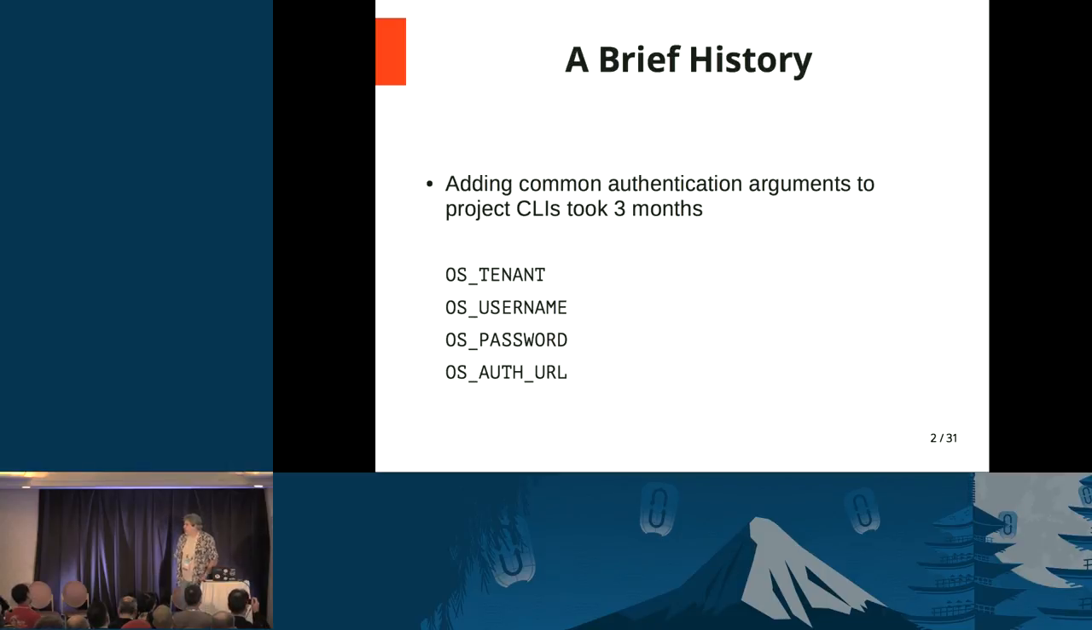Brief history of why OpenStack Client exists. When I was at Rackspace, we spent a couple of months trying to get the original four authentication options added as environment variables and as command line options, so that we could use the same configuration, same authentication across the then five command line clients: Nova, Cinder, Swift, Keystone and Glance. The frustration of doing that.